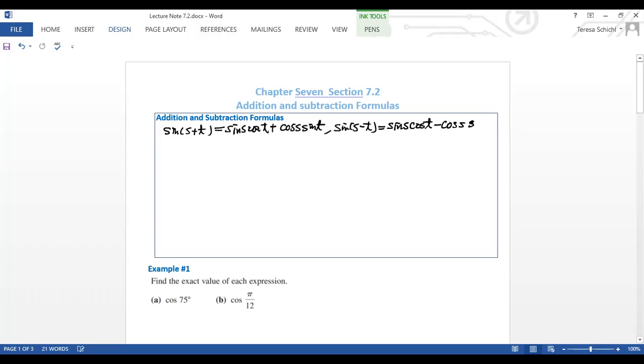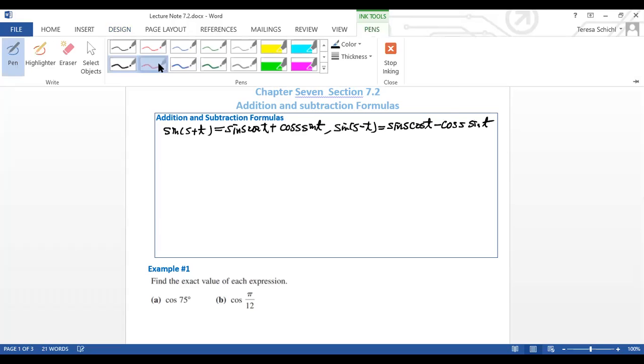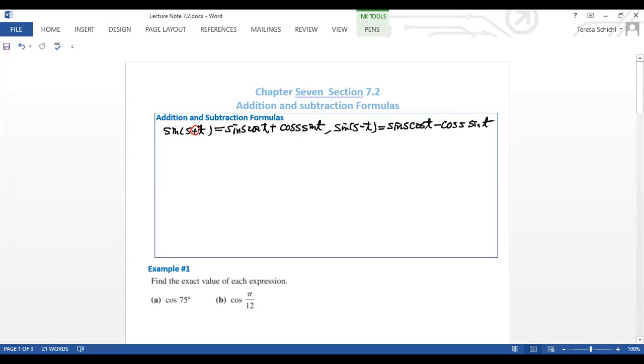The key thing here is that if the sign on the left is a plus, then the sign on the right is a plus. If it is a minus, then it is a minus. So it goes sine, cosine, cosine, sine.